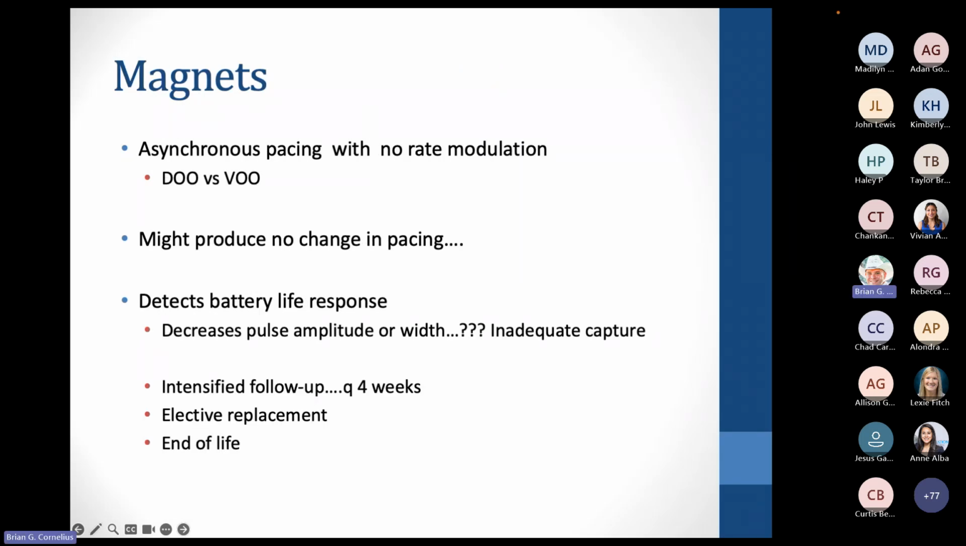Like I said, for a long time our go-to was to put a magnet on these devices. What that would do is put it into an asynchronous mode with no rate modulation, so it would just go to whatever the default rate was. As the devices have evolved, we've noticed that you can't just use that shotgun approach to everything. You may put that magnet on there and nothing happens.